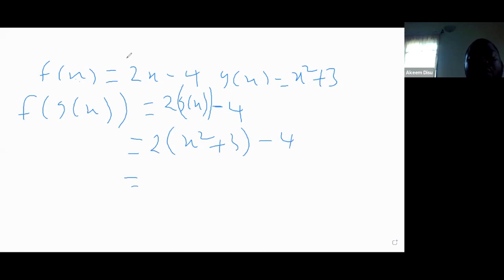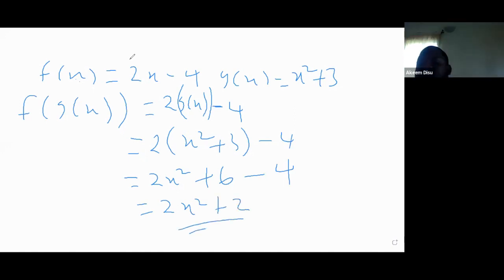This will now give you, multiply 2 times x squared, we get 2x squared. 2 times 3 will give you 6 minus 4. And this will give you 2x squared, 6 minus 4 will give us plus 2. That's the solution of the first one. I hope you can get what I'm saying. Hello?